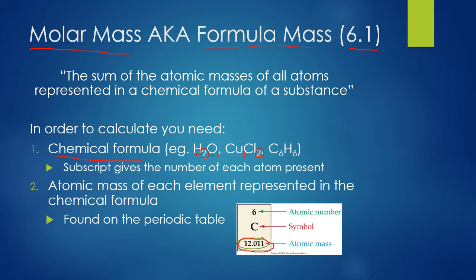The next example is C6H6. So we have carbon and we have hydrogen present in this compound. How many carbons? 6. How many hydrogens? Looking at the subscript tells me 6.